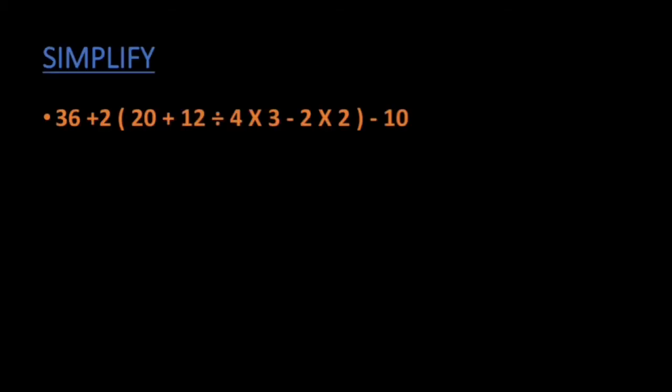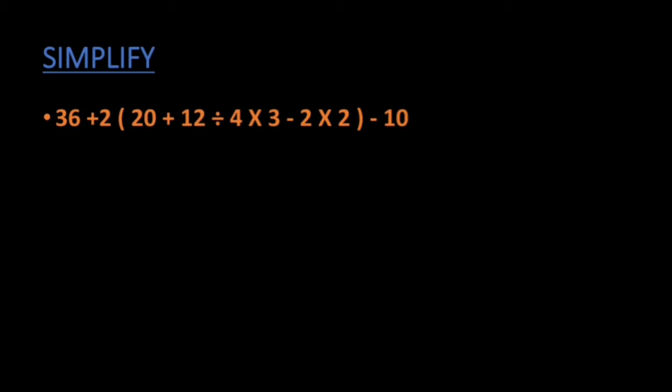Now let us solve the first problem. 36 plus 2 into 2 plus 12 divided by 4 into 3 minus 2 into 2, close the bracket, minus 10. Now here what we are going to do, first we are going to solve the parenthesis. That is 20 plus 12 divided by 4 into 3 minus 2 into 2. That we are going to simplify.